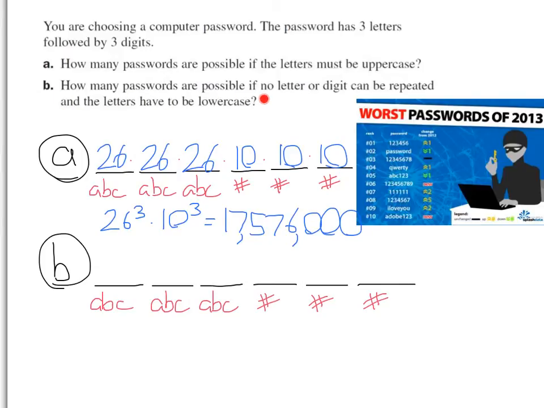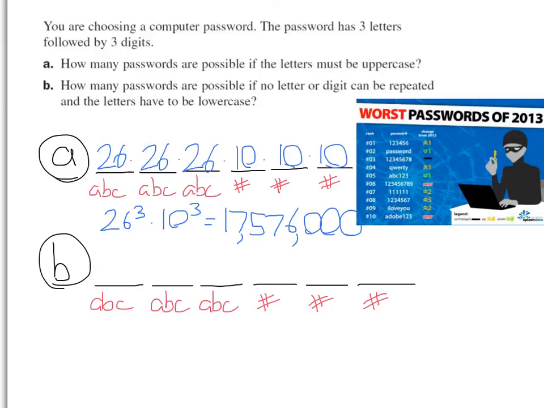Part B. How many passwords are possible if no letter or digit can be repeated and the letters have to be lowercase? Oh, this one's interesting. Now we have a ton of restrictions on this particular password. And again, we're going to take it letters first, then numbers. Now keep in mind what it says. No letter or digit can be repeated. That is crucial information. If we are to get this right, we cannot have a password like AAB or even AAA. Heck, we can't even have a password like CDD because we cannot repeat any letters. And we cannot repeat any digits.